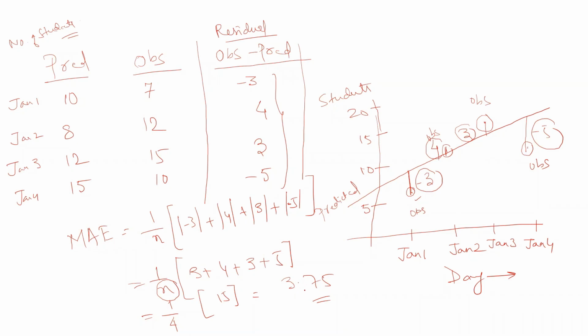Now, instead of that, if I want to calculate mean squared error, instead of this mod, I will change this to square values. So now this will change to 9 plus 16 plus 9 plus 25. So you have 9 plus 16, 25, plus 9 is 34, plus 25 is 59. So you have 59 divided by 4, which comes somewhere around 14 point something.